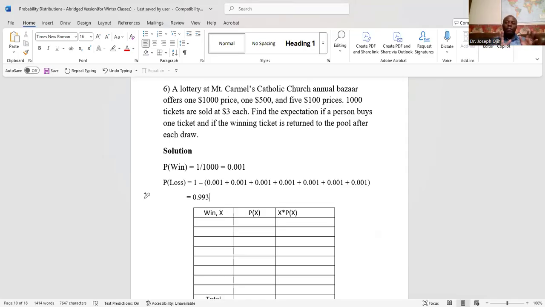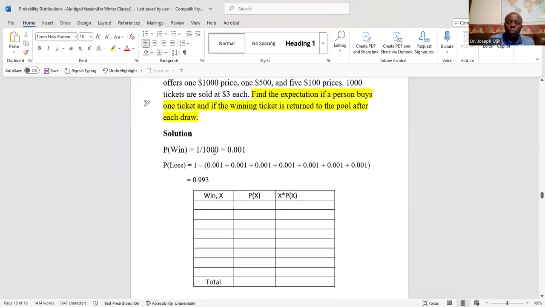Now with this, we can form our table, because the question was to find the expectation. That means find the theoretical average, if the person buys one ticket and the winning ticket is returned to the pool. To find the average, we need to make a table like this: x, then the probability of x, and then x times P(x), which will help us find the average.